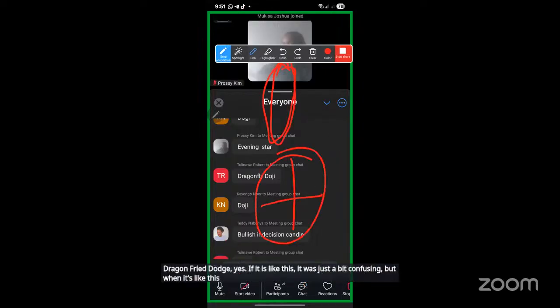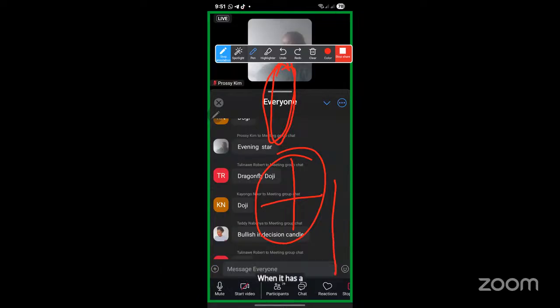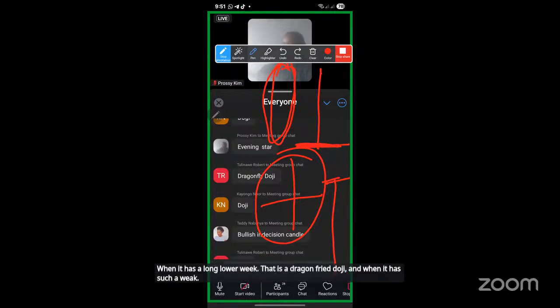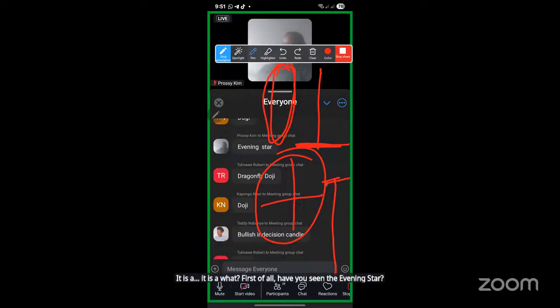we start to say a doji. When it has a long lower wick, that is a dragonfly doji. And when it has a wick up here, it is a gravestone doji. And when you see this one long like this, it is a dragonfly doji.